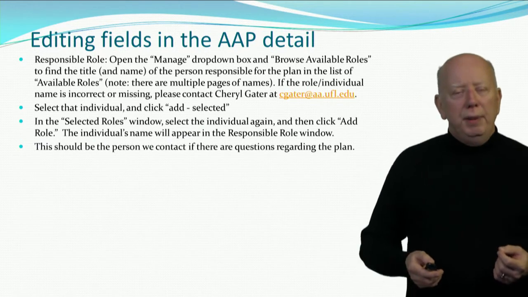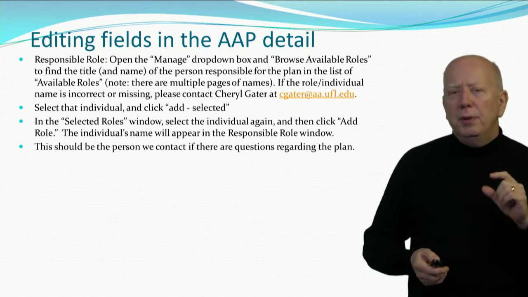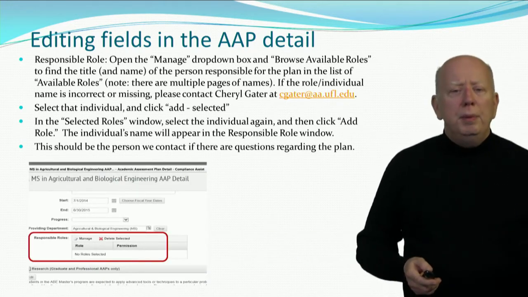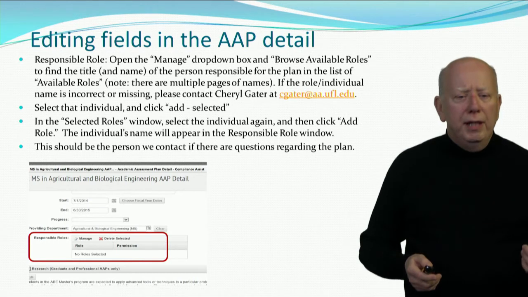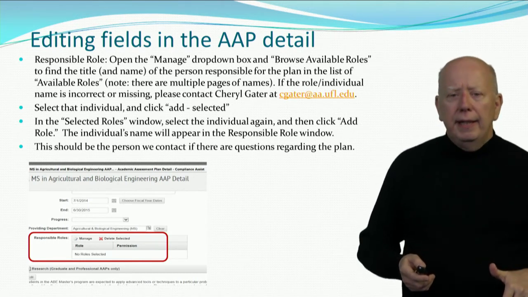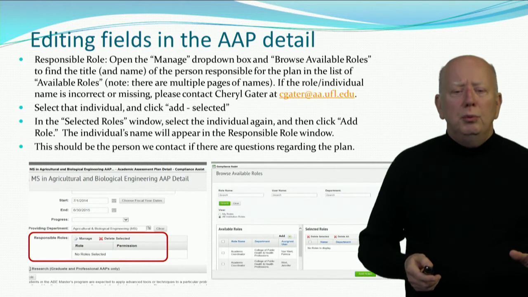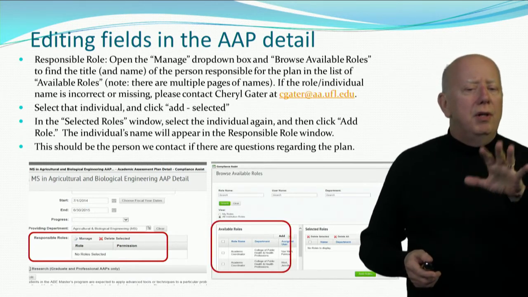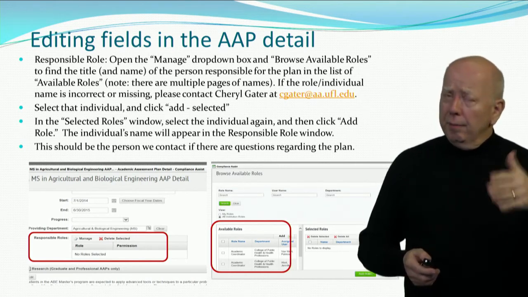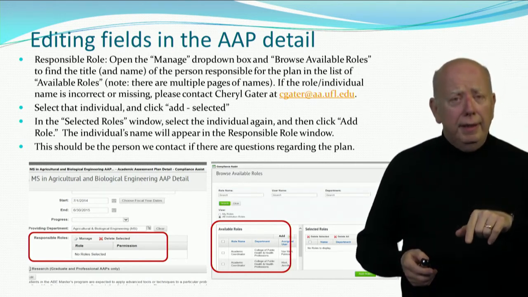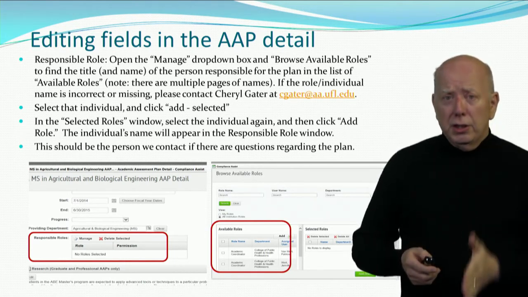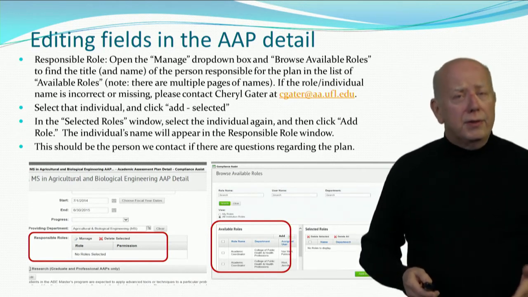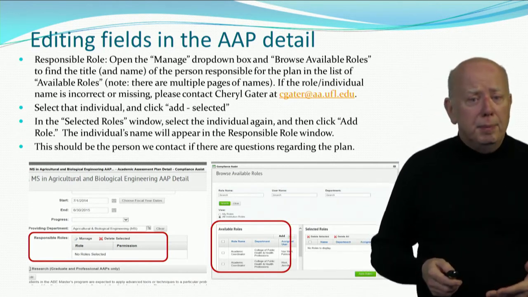Editing the fields in AAP detail, continuing. There is something very important that you need to complete called responsible role. To do this, you have to open up the Manage drop-down box, which is highlighted here, and you're going to browse available roles. This opens up the window called Browse Available Roles, where you'll see a list of all of the available roles. A note here: if you slide the bar down on this field, you'll see that it stops after a while and you'll see other pages. There are multiple pages in the list, so you might have to do some searching to find this person.